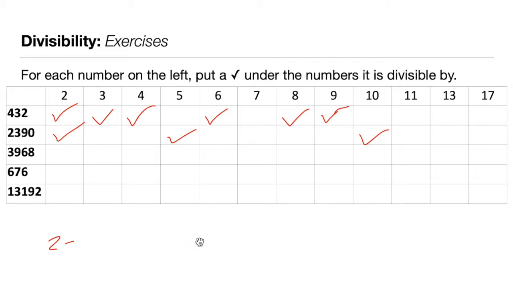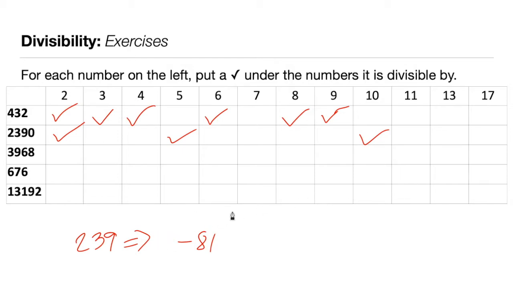Is it a multiple of 13? What we're going to do is 9 times 0 is 0. 239 is the one left. Then notice that 9 times 9 is 81. Subtract that from 23, it's going to give us a negative number. Therefore, this is not divisible by 13. How about 17?